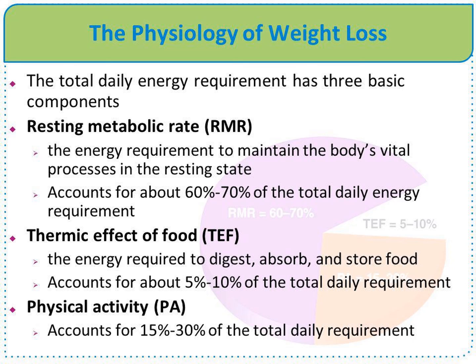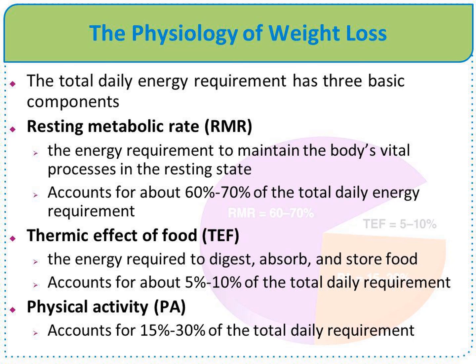So then what's the physiology of weight loss? Well, the total energy requirement has 3 basic components. Your RMR, or resting metabolic rate, that's the energy requirement to maintain the body's vital processes in the resting state, and this accounts for 60 to 70% of the total daily energy requirement. Your thermic effect of food, or TEF, the energy required to digest, absorb, and store food, and this accounts for 5 to 10% of the total daily requirement. And then physical activity, this accounts for 15 to 30% of your total daily requirement.